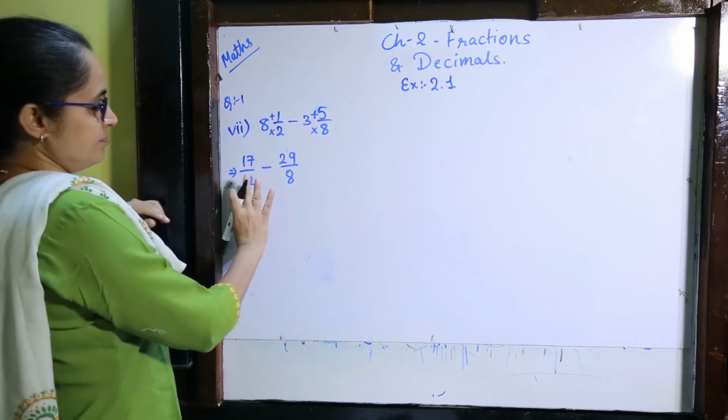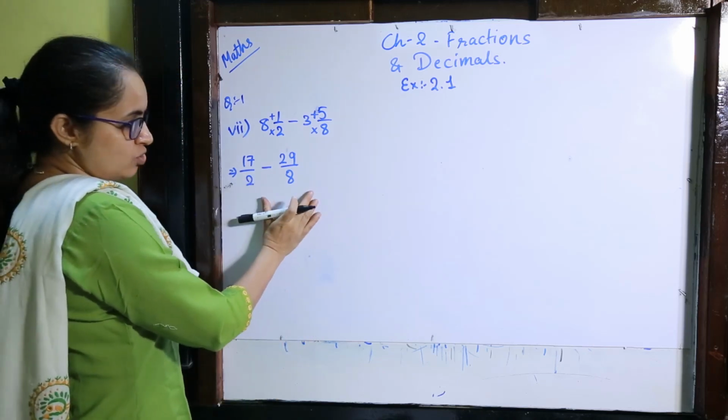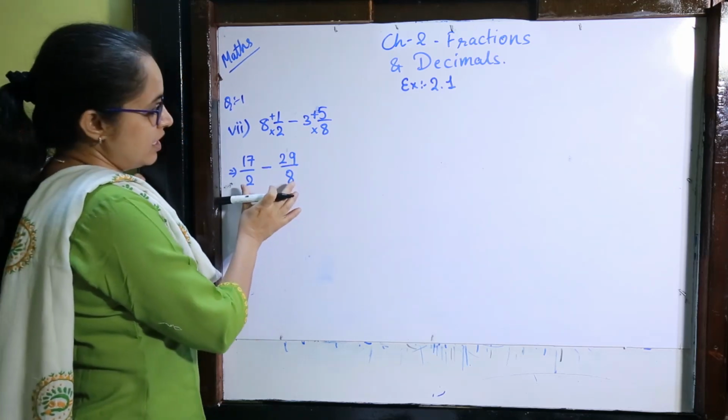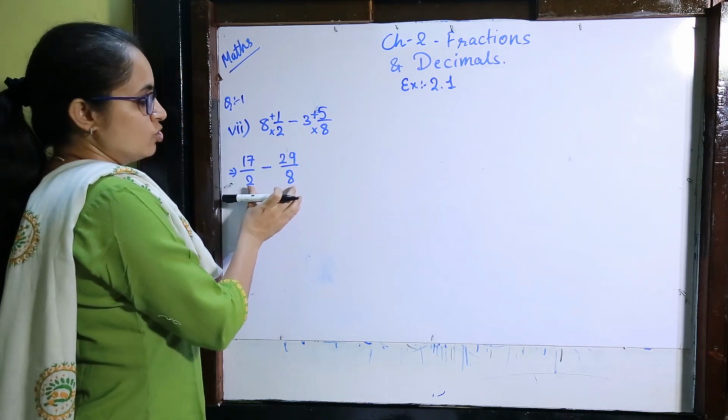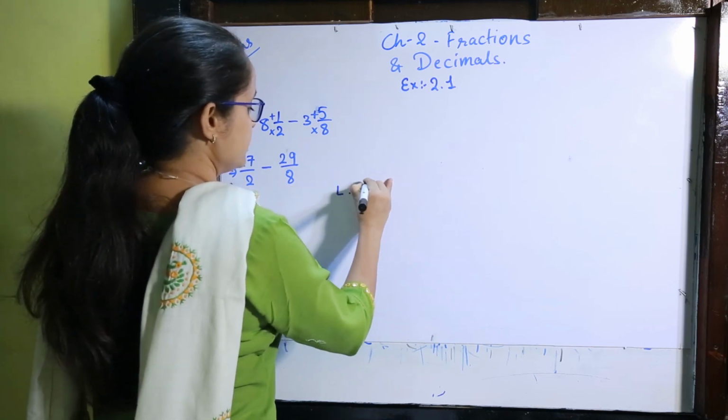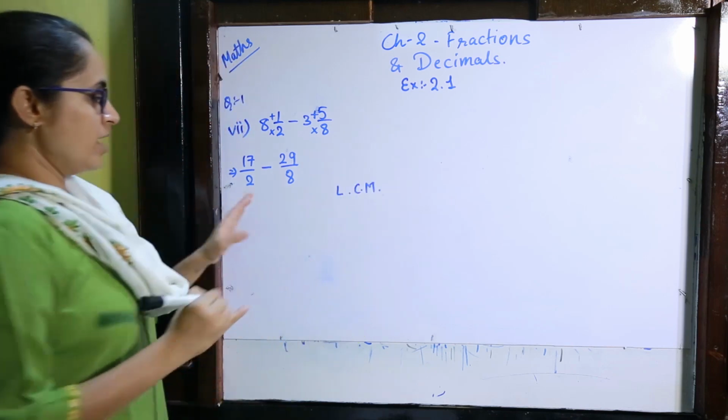Okay. So here again we got two fractions having different denominators. So they are called unlike fractions. So to get the like fractions, you have to find out the LCM. So find out the LCM.